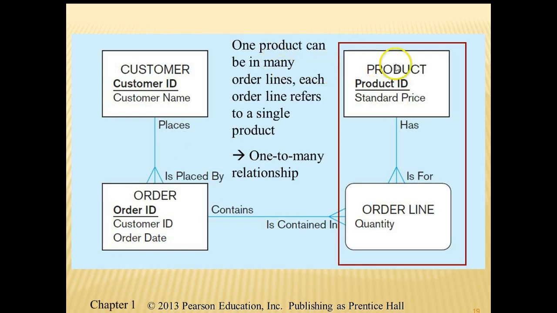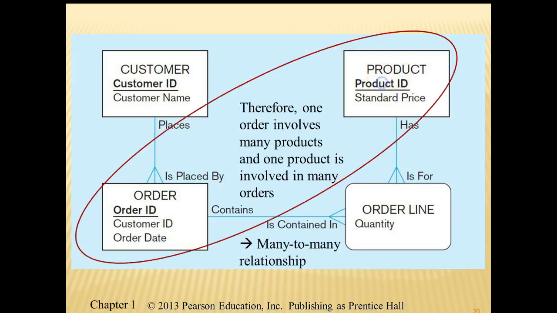And the relationship between product and order line indicates that one product can be in many order lines. Each order line refers to a single product. So again, that's a one-to-many relationship, and that is to replace the original many-to-many relationship between order and product that we saw early on. And we'll learn more about how to do that in future chapters.